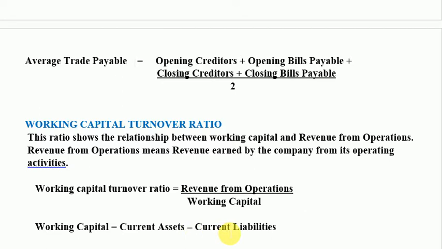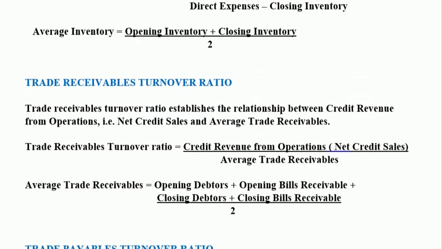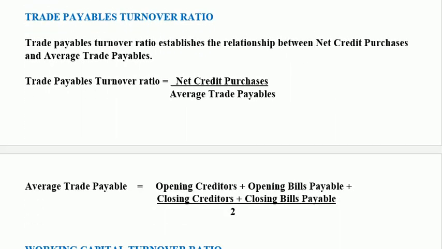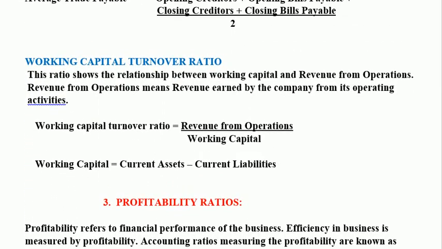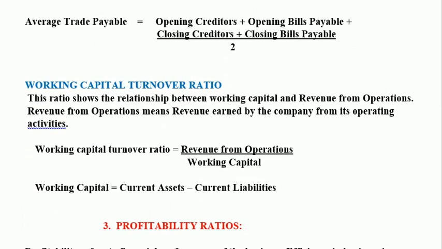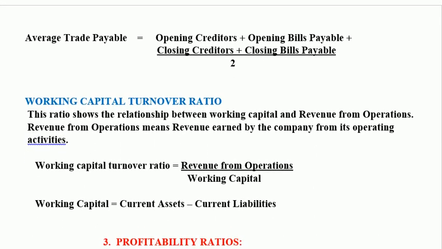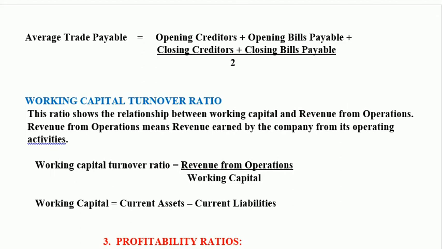So these are the four categories of activity ratios: inventory turnover ratio, trade receivables turnover ratio, trade payables turnover ratio, and finally working capital turnover ratio. And all these ratios are expressed in times. You must revise this, note it down in your copy, and then in our online class we will discuss the questions and practice it.